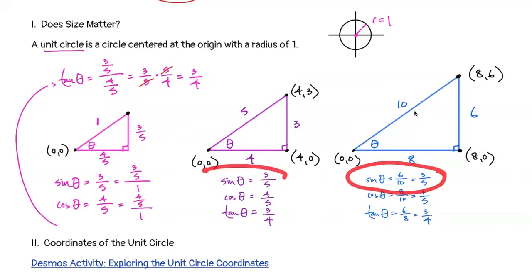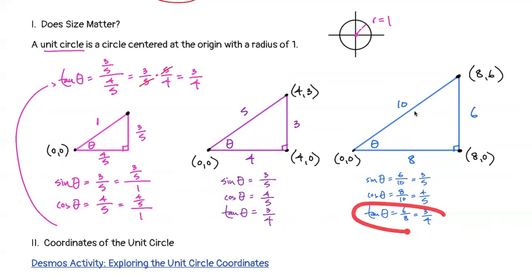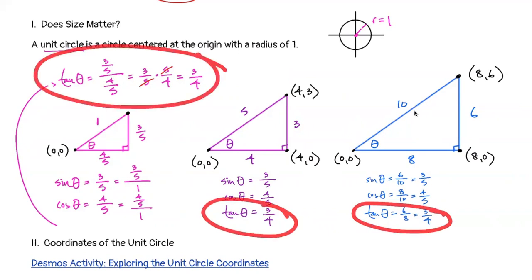Sine is 3/5. Sine is 3/5. Sine is 3/5. Right? Let's look at all the cosines. 4/5, 4/5, 4/5. Right? And the tangents, 3/4, 3/4, 3/4.